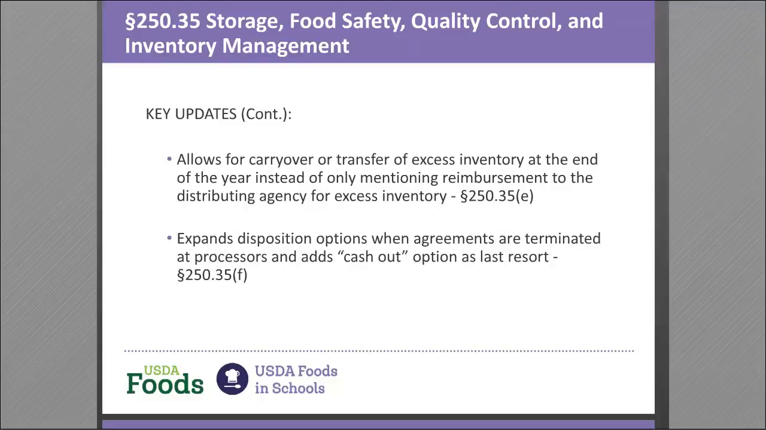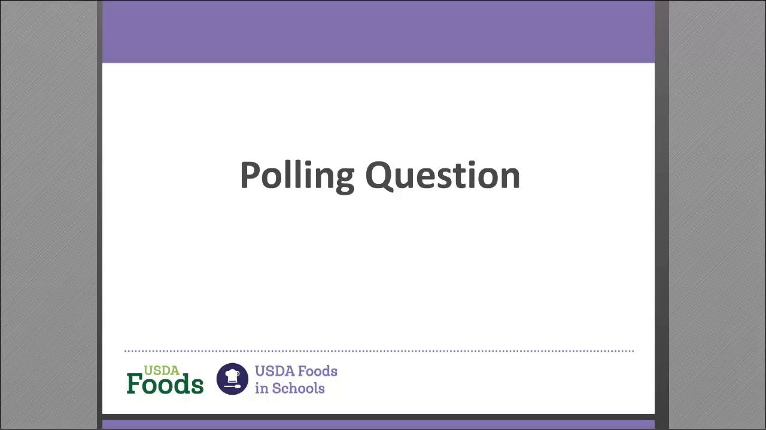If, at the termination of an agreement, these options are not practical, the processor may, with FNS approval, pay the distributing or recipient agency as appropriate for the donated foods at the contract value or replacement value of donated foods, whichever is higher.